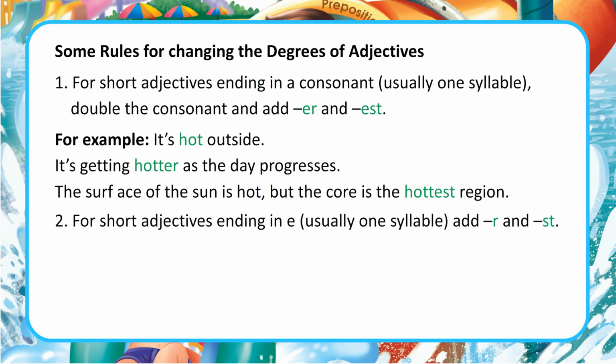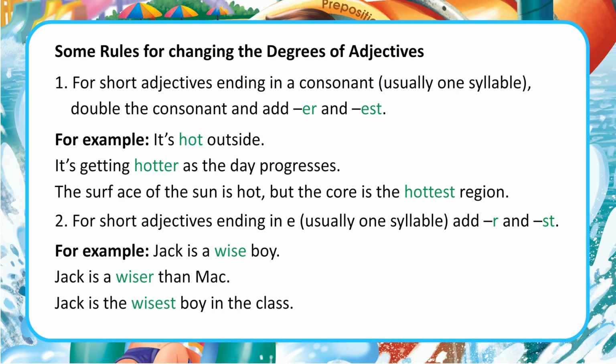2. For short adjectives ending in e, usually one syllable, add -r and -st. For example, Jack is a wise boy. Jack is wiser than Mac. Jack is the wisest boy in the class.